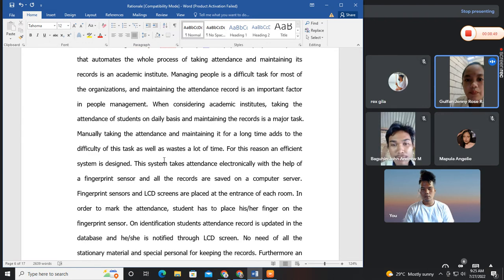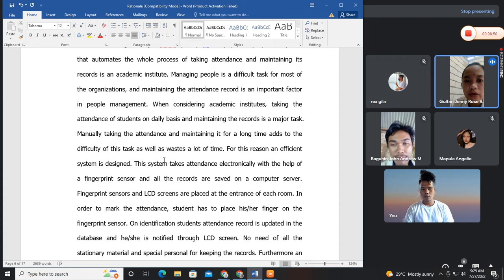Managing people is a difficult task for most organizations, and maintaining the attendance record is an important factor in people management. When considering academic institutes, taking the attendance of students on a daily basis and maintaining the records is a major task. Manually taking the attendance and maintaining it for a long time adds to the difficulty of this task as well as a waste of a lot of time. For this reason, an efficient system is designed.